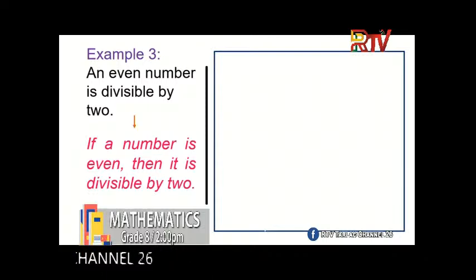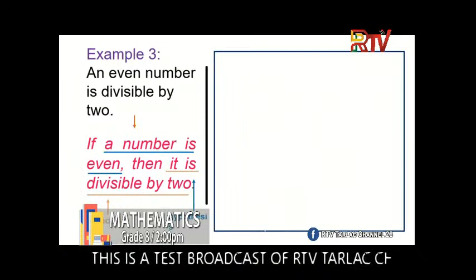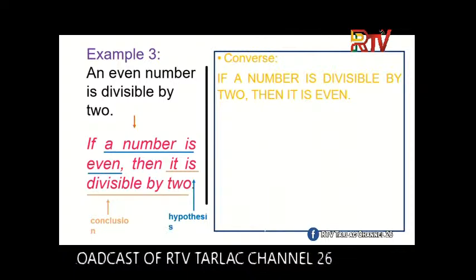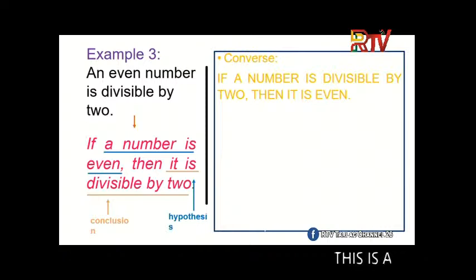Brilliant. Now, let us get the inverse of our statement. We can do that by negating the hypothesis and the conclusion. And the result is, if a number is not divisible by 2, then it is not even. Is that your answer too?